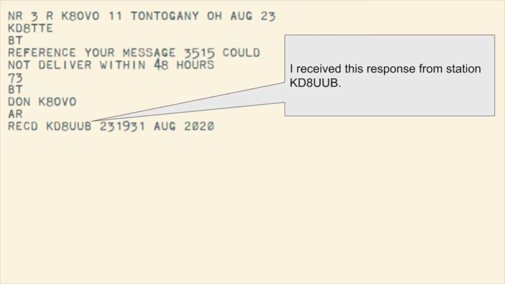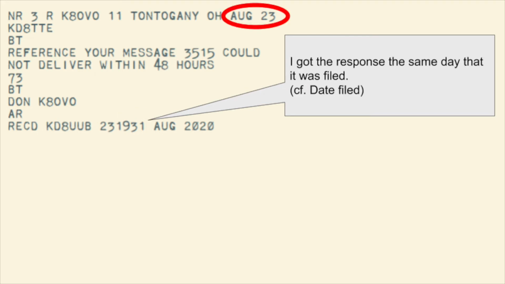Now, I got this message coming back from K8OVO not directly from him, but in fact, another station was relaying the message to me for K8OVO. In this case, KD8UB relayed that into me, and again, I make the record that shows when I received the message from that station. So you can see that I also got this response the same day that it was filed. So this moved through the system pretty quickly.